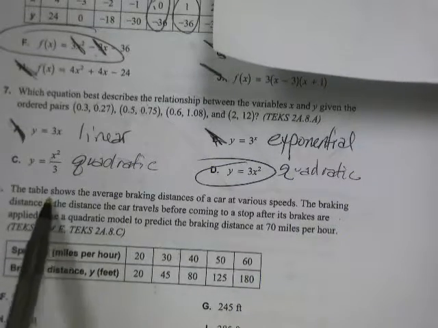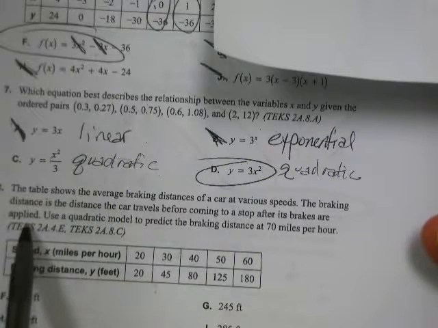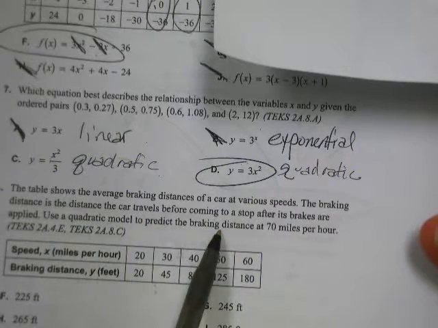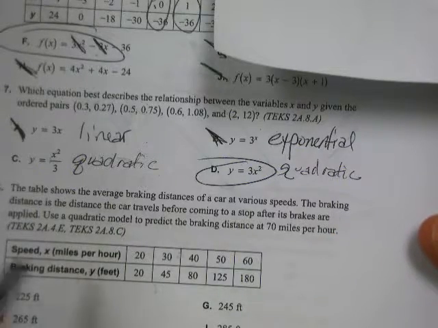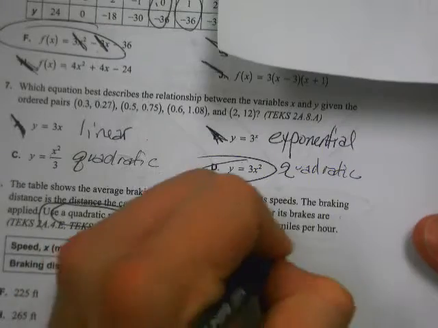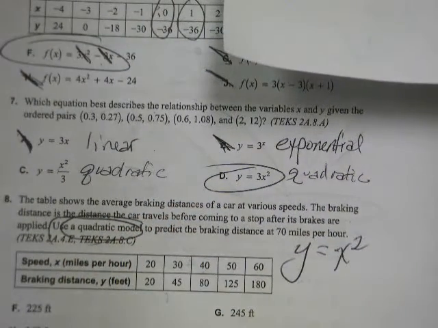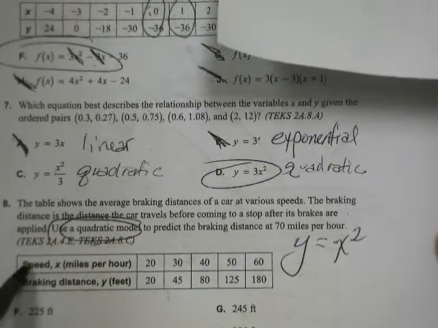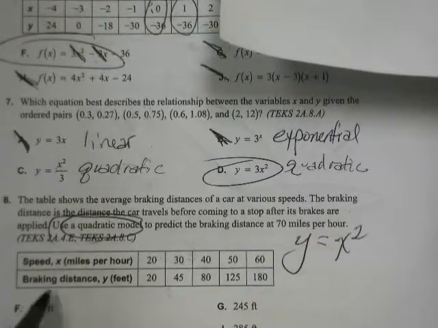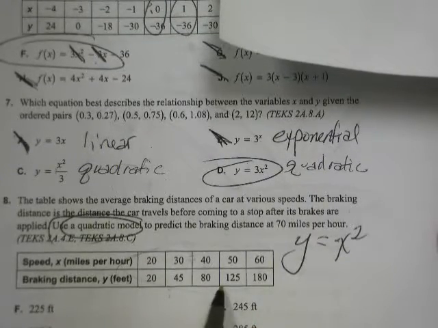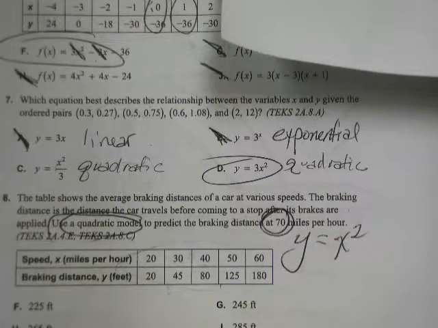Number 8, the table shows the average braking distance of a car at various speeds. Use a quadratic model to predict the braking distance at 70 miles per hour. So for us here, this means that if we need to use a quadratic model, that would be something like y equals x squared. We should probably take a look at what this means with a real equation. So let's develop our equation given this data, and then we'll figure out what the braking distance is for 70 miles an hour.